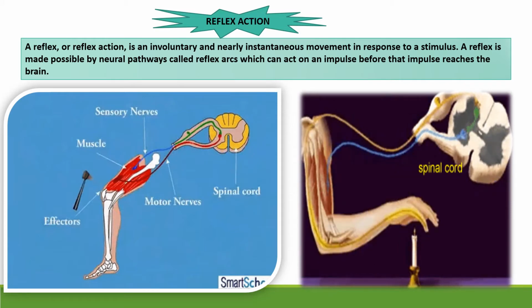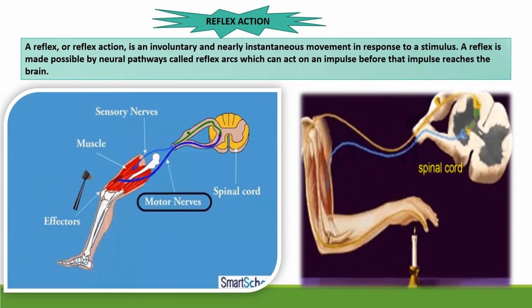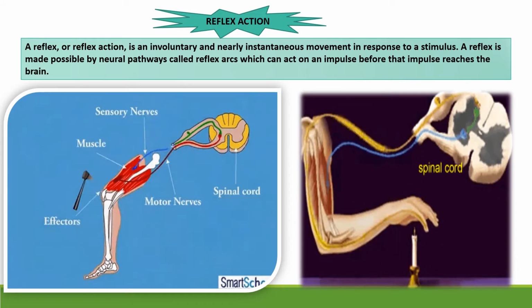First one, when light falls on the eyes, the pupils constrict unconsciously so as to prevent entry of an excessive amount of light. Next one, during walking, when a pin pricks or some painful stimulus strikes the foot, there is sudden involuntary withdrawal of the limb, that is the foot, away from the source of the painful stimulus.